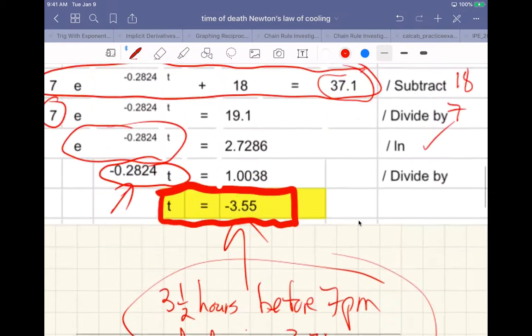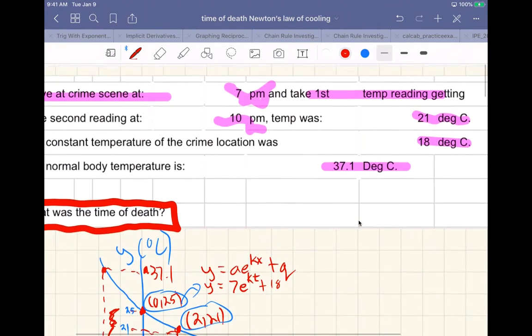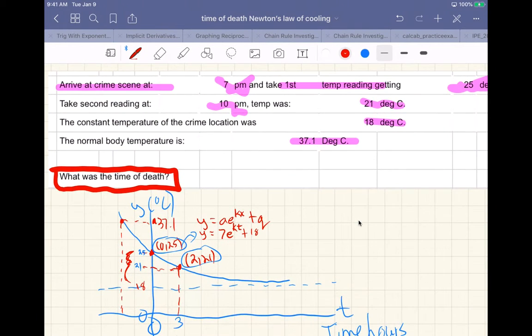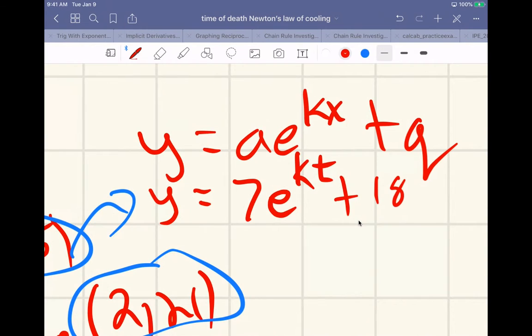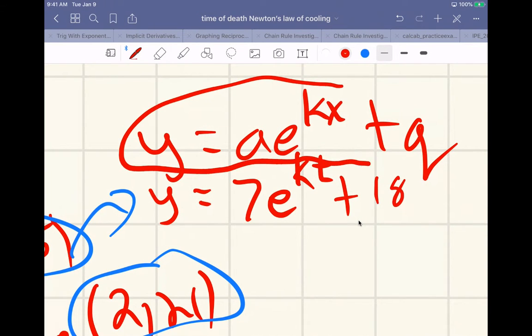So again, I'll go over that, just a quick summary of that. So what we did is we had a problem where we knew police arrived on a crime scene. They did 2 temperatures at 2 different times, and they know what the temperature of the room is, right? And it's usually a constant. And then they know what normal body temperature is. So you have to come up with an equation. And the equation for Newton's law of cooling is this one right here.